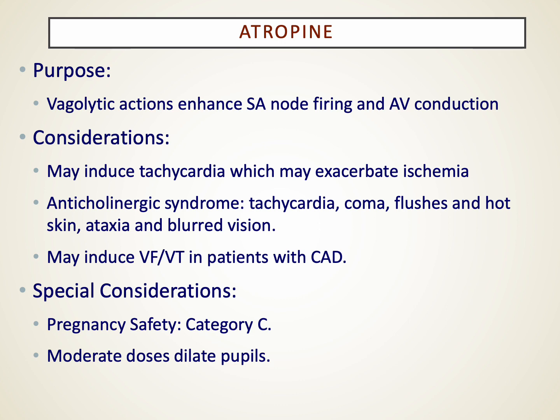Let's go to atropine. Atropine is used to enhance SA node activity, and so we'll use this for its vagolytic actions. It's used for bradycardias. It will induce tachyarrhythmias, so you want to be careful about folks who have coronary artery disease. You want to be careful about folks who also have anticholinergic syndrome. If they have flushing, tachycardia already, this is not the drug for them. And it may actually induce VFib and VTach, so we want to be careful when we're using it for folks with coronary artery disease already. It's a category C drug in pregnancy in the old standards. You'll see pretty much a dilation of pupils when you see it used.